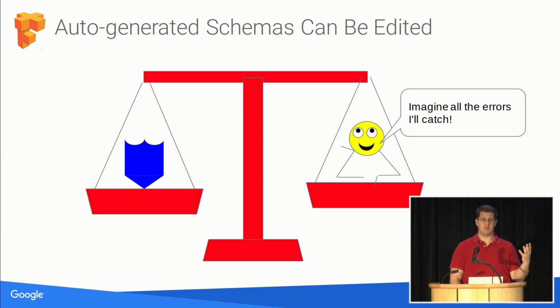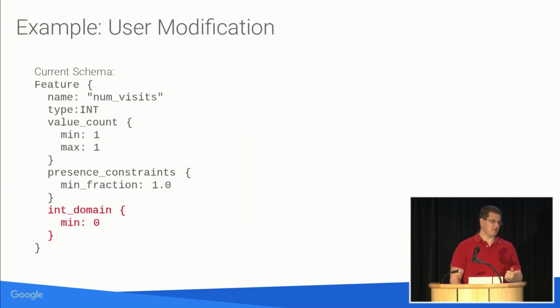So now, auto-generated schemas can be edited. So if you have some user who's just really excited about checking everything and having lots of anomalies fire, then you can handle that. So for example, they might add the int domain to have a min of 0. And then making sure that the number of visits is always non-negative.